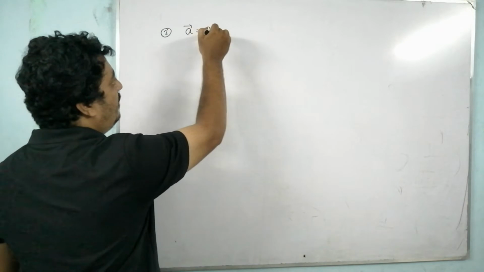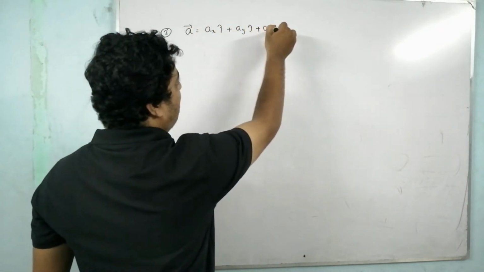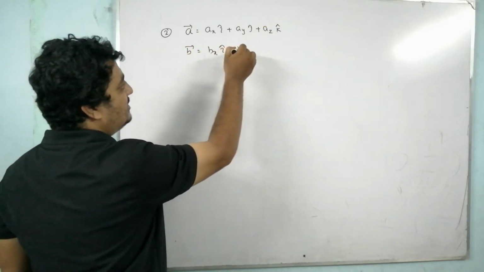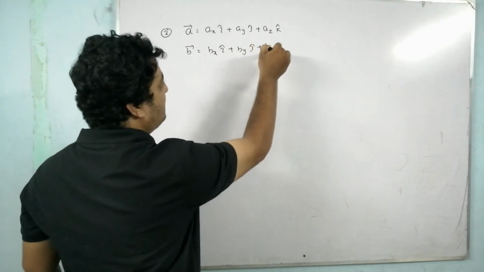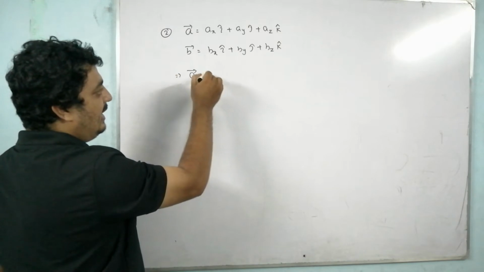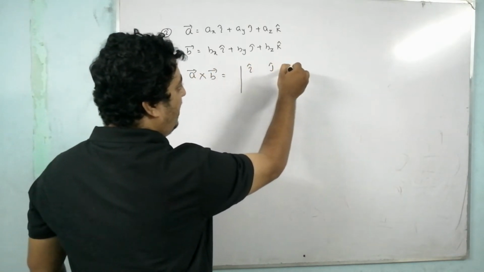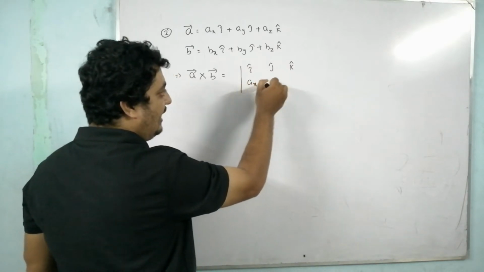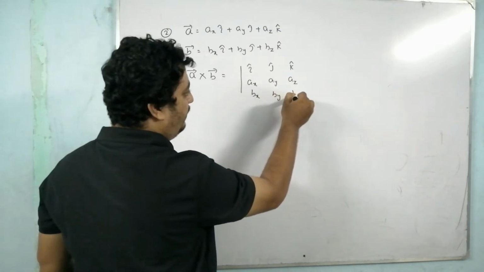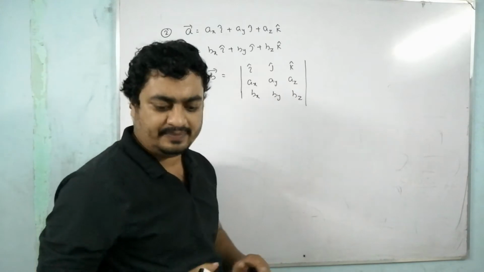if A equal to Ax i cap plus Ay j cap plus Az k cap, B equal to Bx i cap plus By j cap plus Bz k cap, then we can write A cross B, it is equal to determinant of i j k, Ax Ay Az, Bx By Bz. This will be the A cross B.